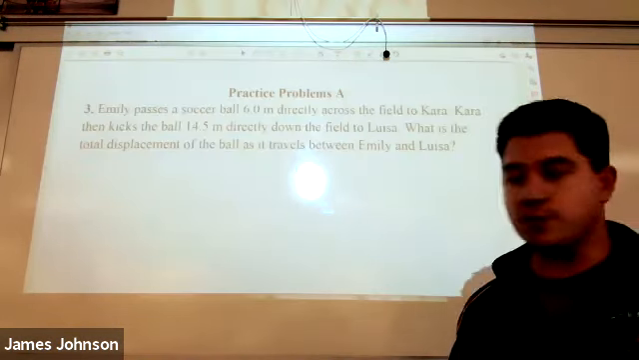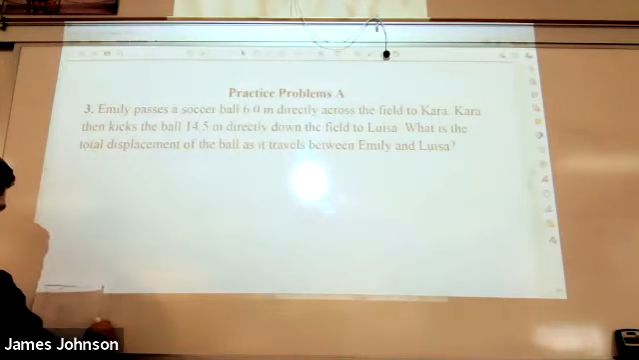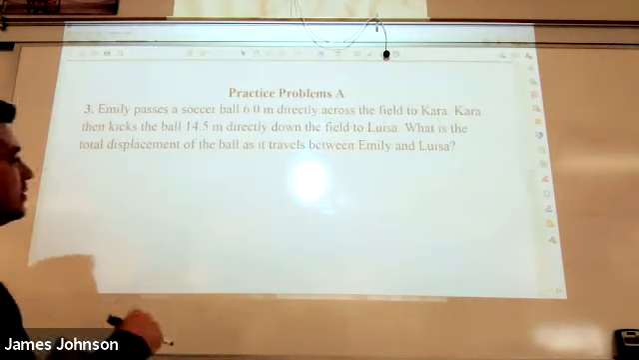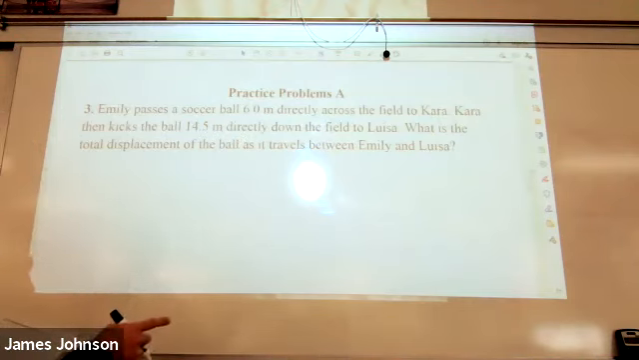On to number 3 in the practice problems associated with sample problem A. So here we have Emily passes a soccer ball 6.0 meters directly across the field to Kara.